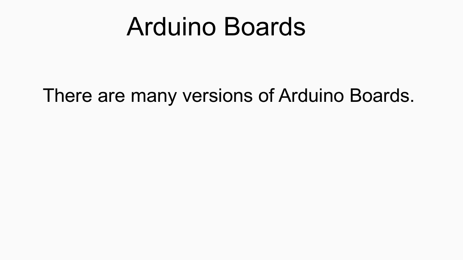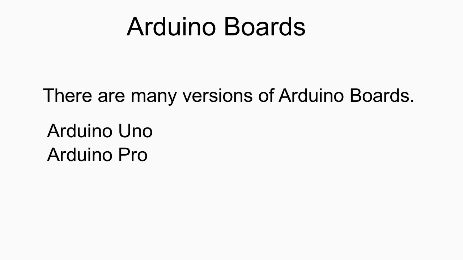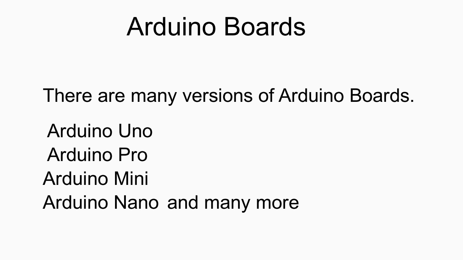There are many versions of the Arduino boards. There is Arduino Uno, Arduino Pro, Arduino Mini, Arduino Nano, and many more. But Arduino Uno is most commonly used. And I would say that it is the best board to get started with electronic projects and coding. Now let us learn more about Arduino Uno board.